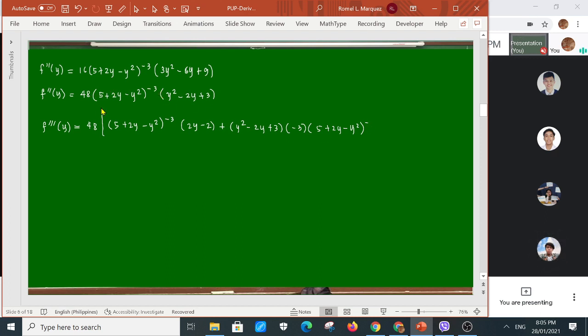Isn't this, the derivative of this? The second derivative of this. Drop the exponent. Copy the base. Subtract 1 from the exponent. What's the exponent now? There. Then, derivative of the base. What's the derivative of the base? This, that's the derivative. This can be it also. Derivative.